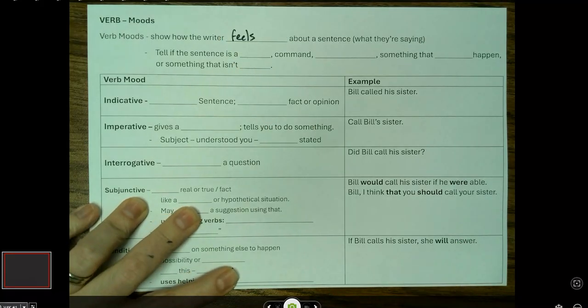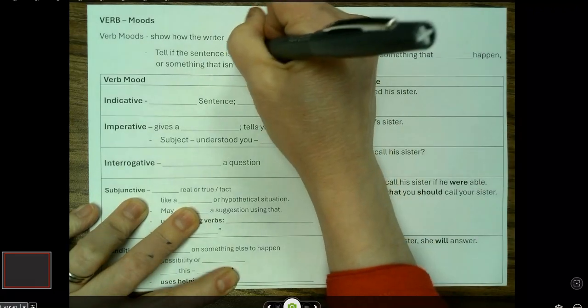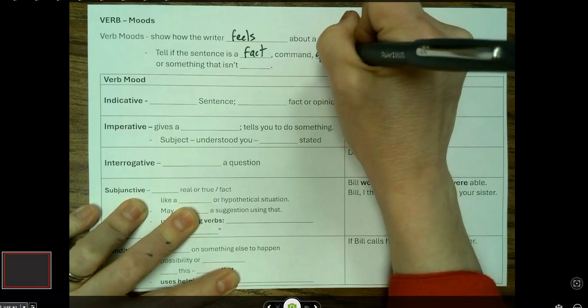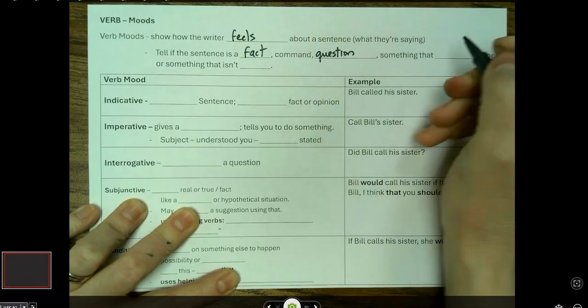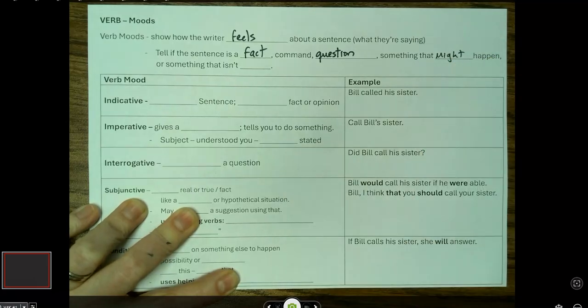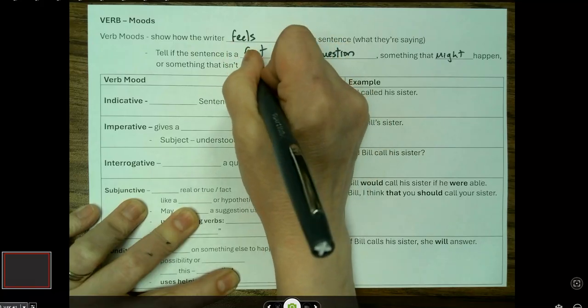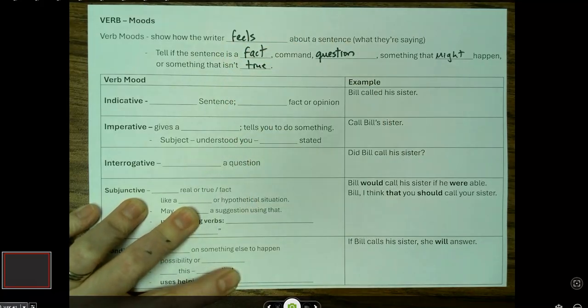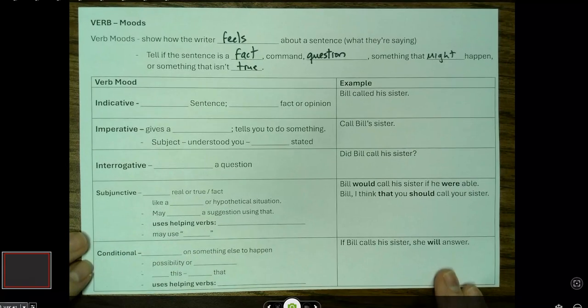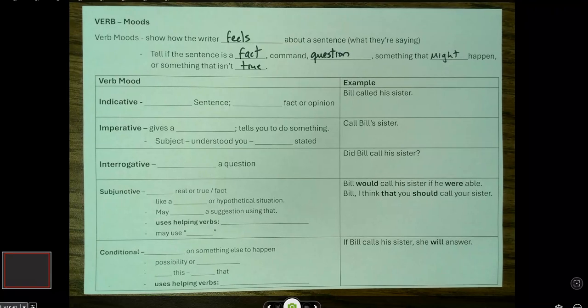So basically it tells if a sentence is a fact, a command, a question, something that might happen, or something that isn't true. Okay, so it's sort of like sentence types like declarative, imperative, interrogative. It's sort of like that, but it's a little bit more complex. Okay, so here we go.